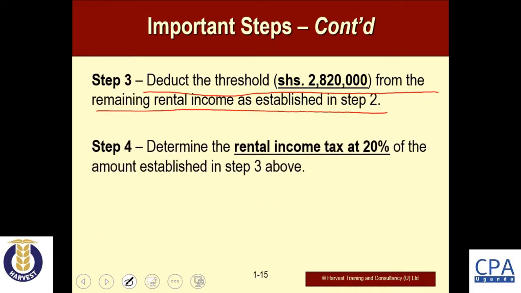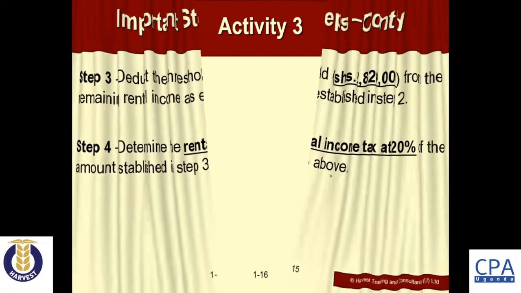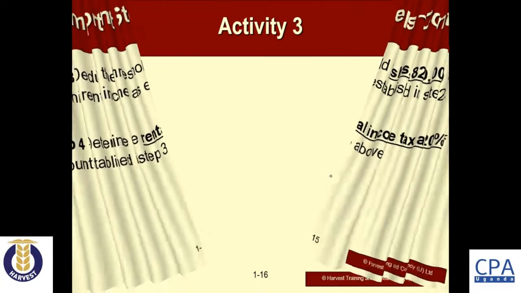And then finally, in step number 4, we determine the rental income tax, which is given at a rate of 20% on the amount established in step number 3. So the figure that remains after the treatment in step number 3 is going to be taxed at a rate of 20%. According to the prevailing laws right now, the tax that is charged is 20%. These are the very important steps that we take in determining the rental income tax liability of a resident individual. And of course, we are going to support our discussion with an activity, and this is activity 3.